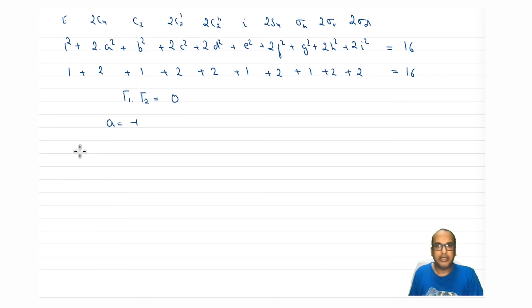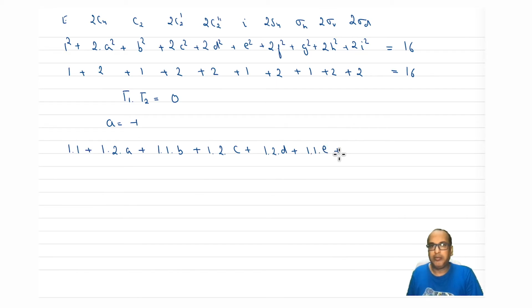Okay, now again let's see, the tau 1 dot tau 2 condition is 1 dot 1, plus 1 dot 2 dot A, plus 1 dot 1 dot B, plus 1 dot 2 dot C, plus 1 dot 2 dot D, plus 1 dot 1 dot E, plus 1 dot 2 dot F, plus 1 dot 1 dot G, plus 1 dot 2 dot H, plus 1 dot 2 dot I, which should be equal to 0, right?